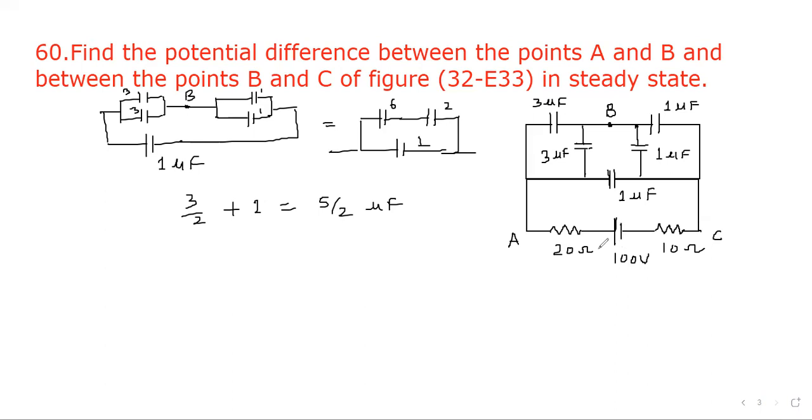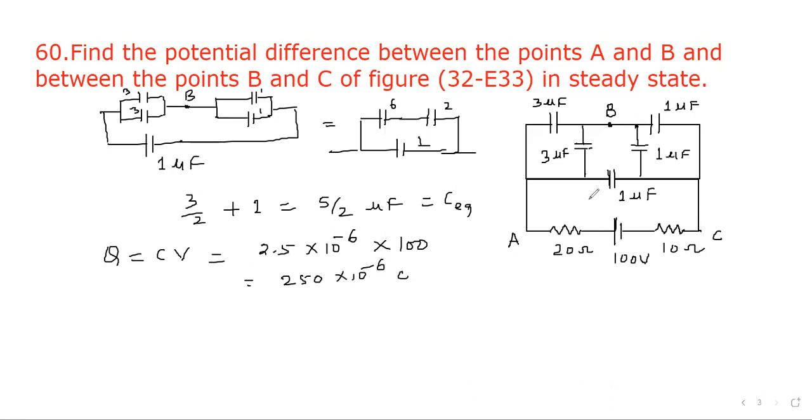So we can calculate the charge on each capacitor. For this purpose, we can find the total charge. So Q equal to CV, with the equivalent capacitance, C equivalent. So C is 2.5 into 10 power minus 6 into 100. That is 250 into 10 to the power minus 6 coulomb. So this is the total charge.